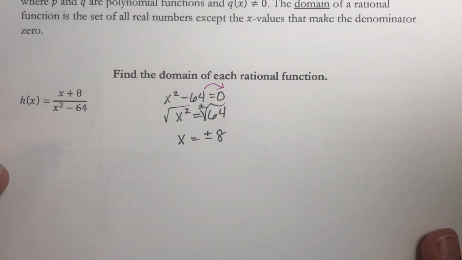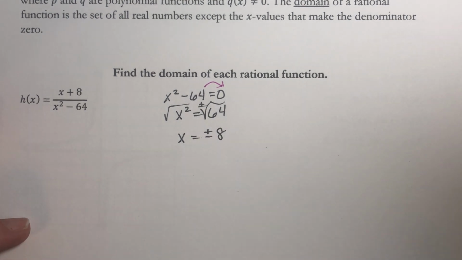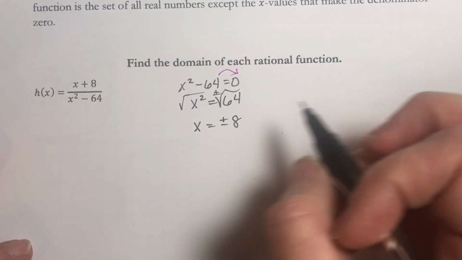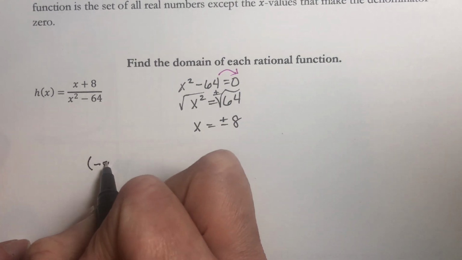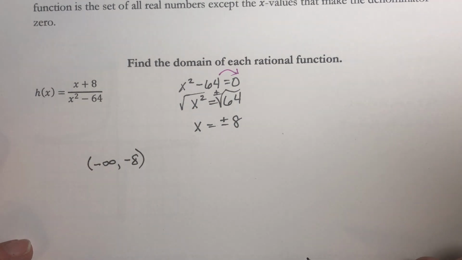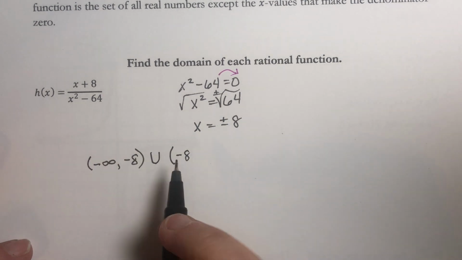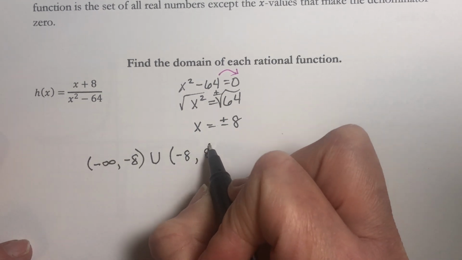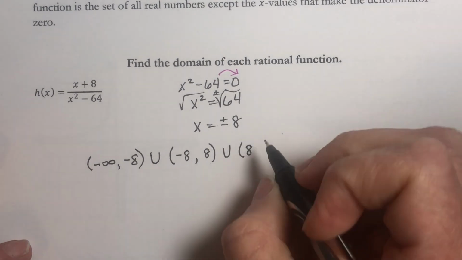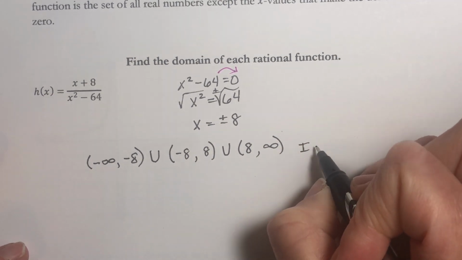Okay. Now they may ask you just to list the numbers that are not part of the domain, and you would just list -8, 8. They may ask you to give the domain in interval notation, in which case it would be from -infinity all the way up to -8, parentheses because we don't include -8, union, start at -8 again, but with parentheses, all the way up to 8, but not including 8, and then from 8, not including 8, up to infinity. So if they ask for your domain in interval notation, this is what you would do.